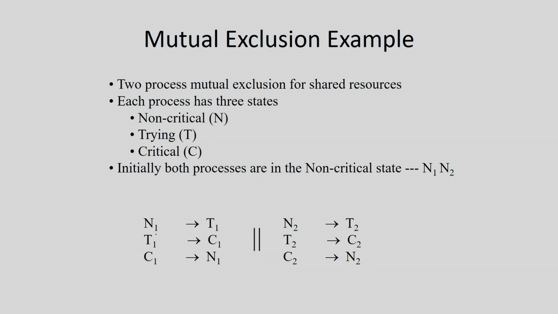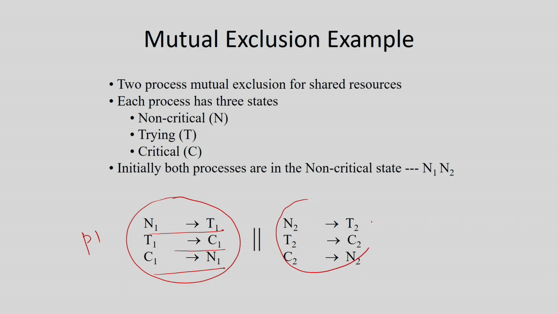If it is in a non-critical region, then it will always try to enter into the critical region if required. Once it is requesting to enter the critical region, it may eventually get to enter, and once the system is in the critical region, after completing its job, it will come out and be in the non-critical region again. So, these are the possible transitions for process P1.